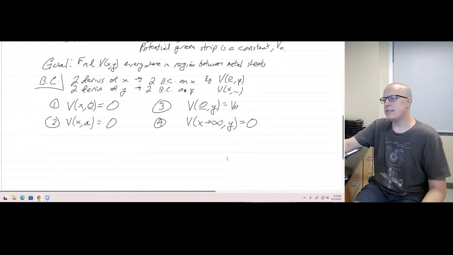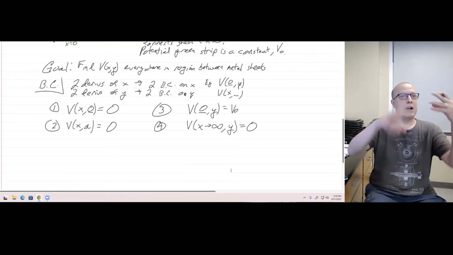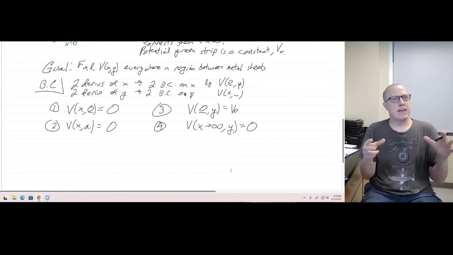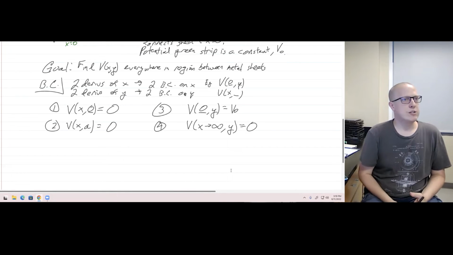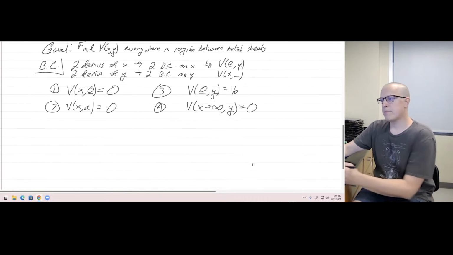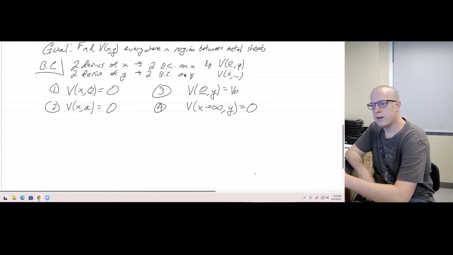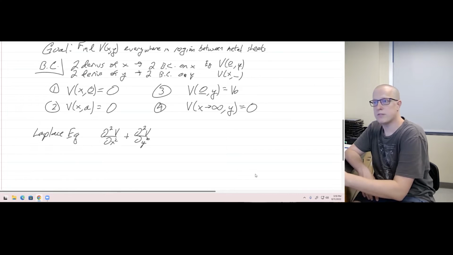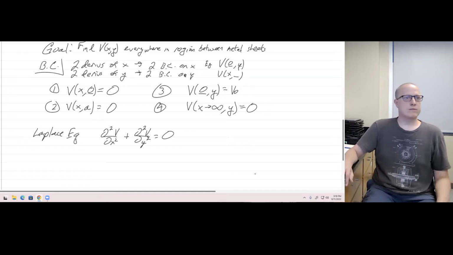Okay, so with these boundary conditions in mind, now we're going to start jumping into the Laplace equation. We're going to make some simplifications, and then we're going to start throwing these boundary conditions at the problem until we get an answer. And so we're going to start with our Laplace equation. We said before that I have the second partial derivative of v with respect to x plus the second partial derivative of v with respect to y, and that all equals 0.